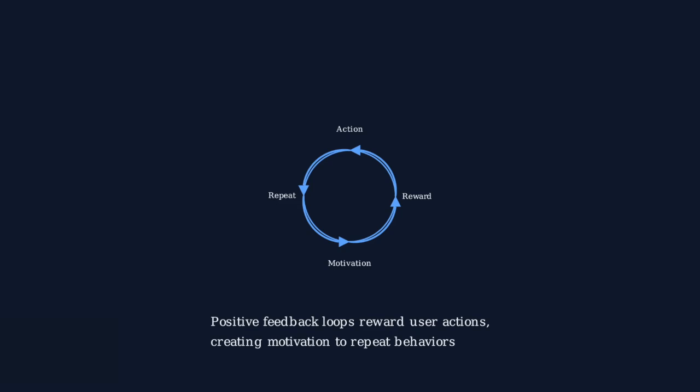Imagine you're playing a game and you hear that satisfying ding when you complete a level, or you see your fitness app celebrate when you hit your daily step goal. These moments create something powerful called positive feedback loops. A positive feedback loop is a cycle where user actions are rewarded, creating motivation to repeat those actions. Unlike negative feedback that corrects errors, positive feedback reinforces desired behaviors and keeps users engaged.